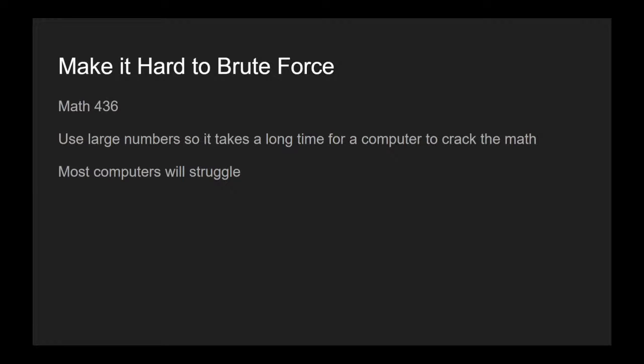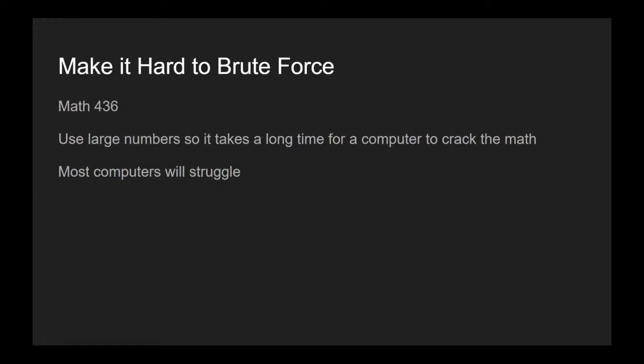We can't use small numbers. So in Math 436, you're going to use smaller numbers. That's just for the sake of the concept, for writing it out in class and understanding it. But in the real world, you're going to use larger numbers. So basically what we're saying is we got to use these large numbers in these crypto systems. We got to use large primes, so it takes a long time for your standard computer to crack the math. And if a computer cracks the math, it means we're screwed. We got to come up with something else.